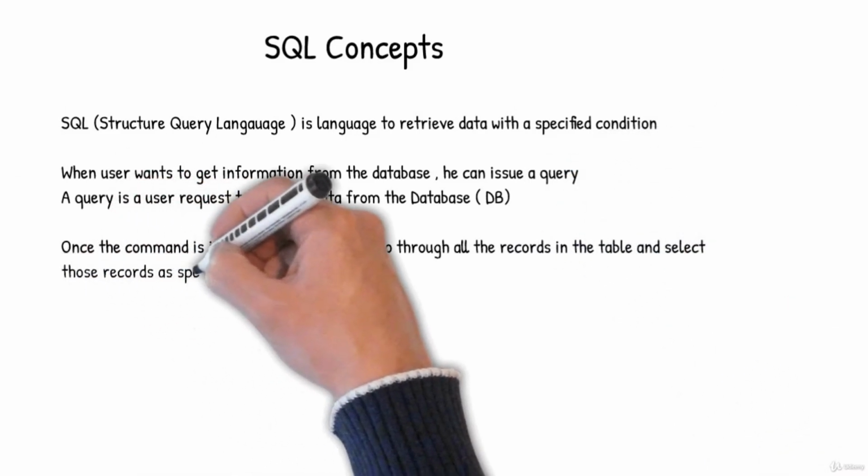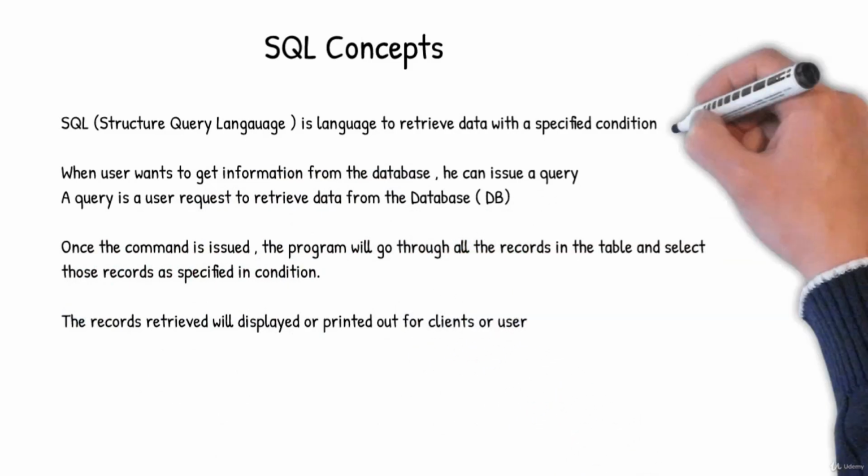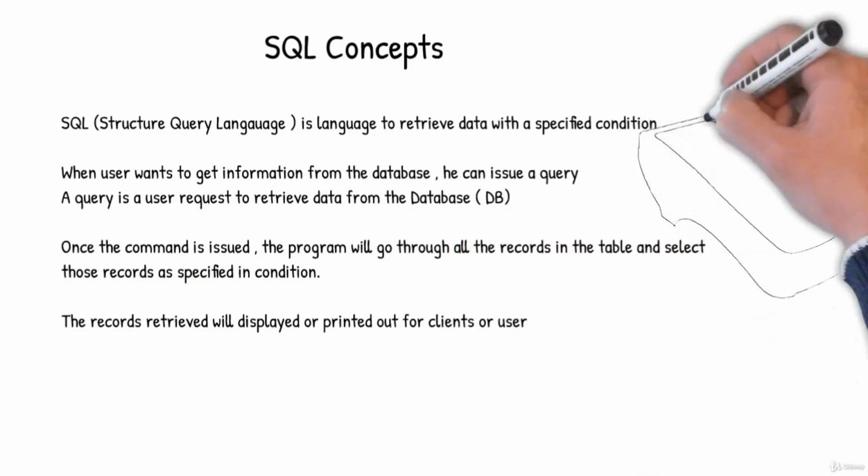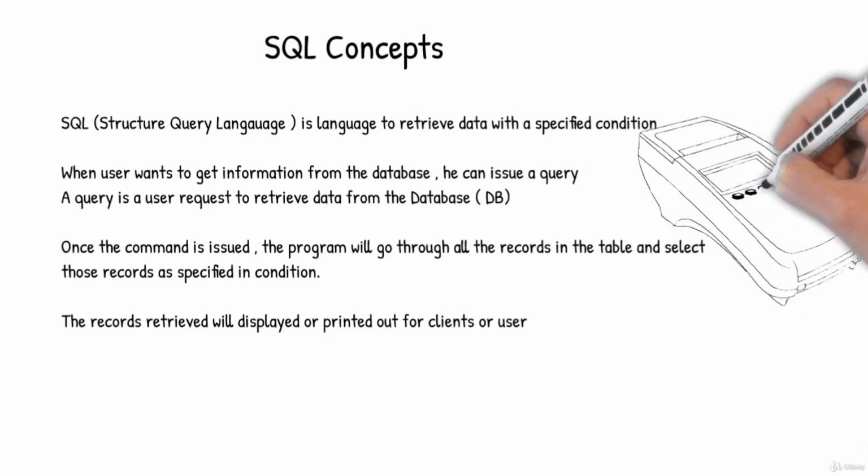So when the bank manager issued the command, the program in the system went through all the records and he selected the specified record with the specified condition. The record retrieve will be displayed and printed for the client. Let us take another example.